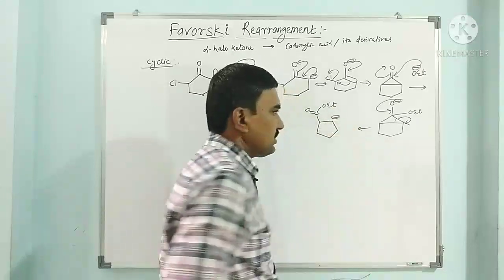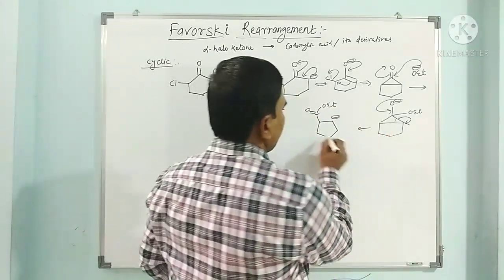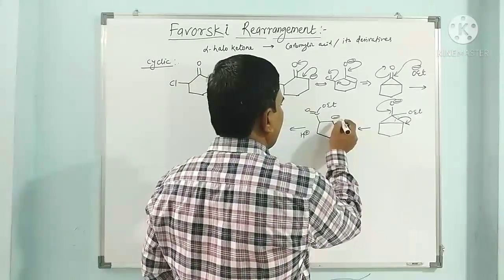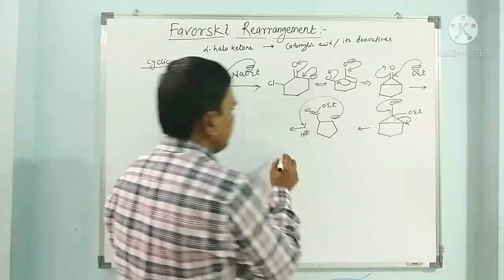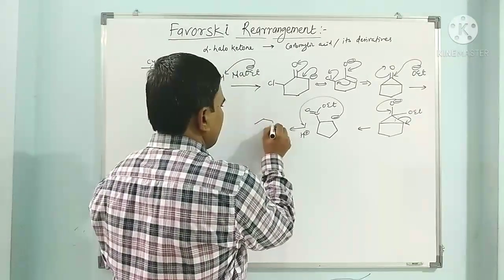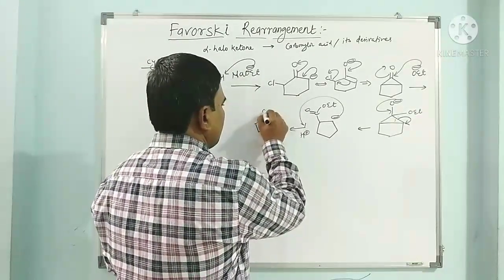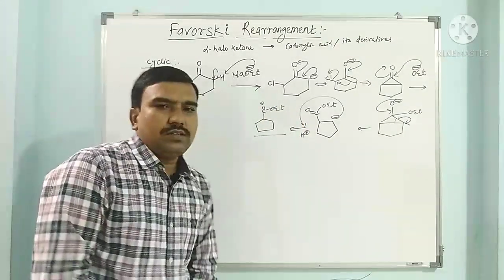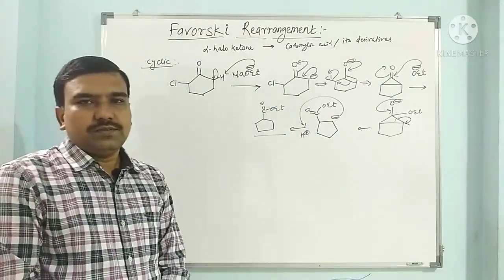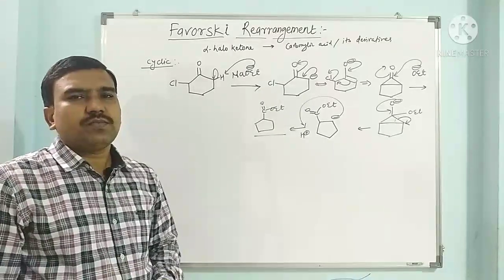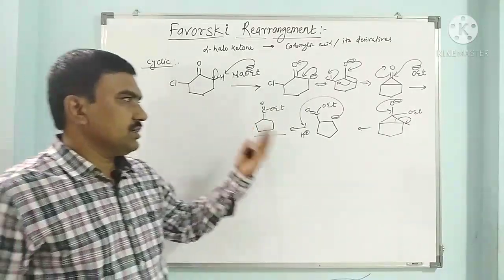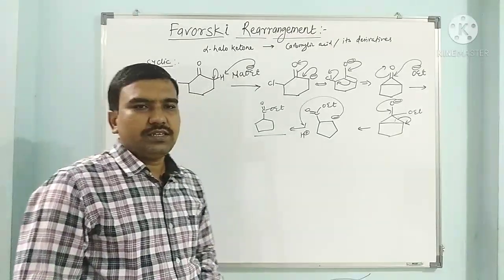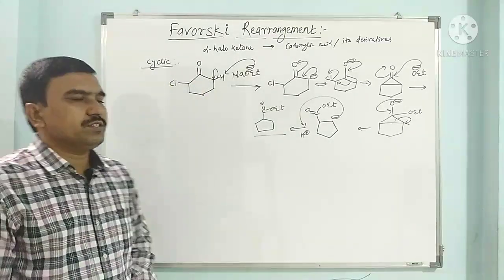Now here the negatively charged carbon takes a proton, and here this COOEt is the new ester we can obtain. So in this way, different types of esters, or different types of carboxylic acid or its derivatives, we can get through the Favorsky rearrangement.